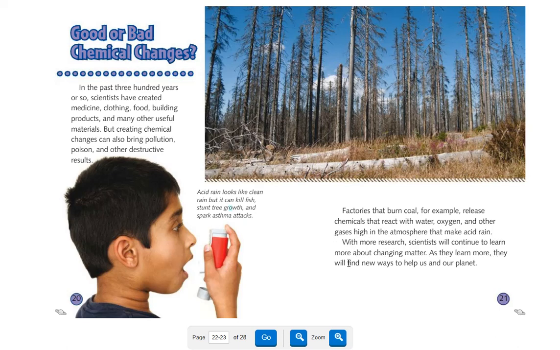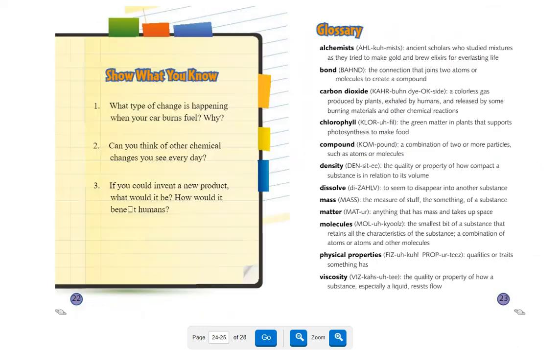As they learn more, they will find new ways to help us and our planet. Indeed, we want to try to use our knowledge of chemistry and the changing states of matter to try to help the world as much as possible and try to avoid destruction like this.